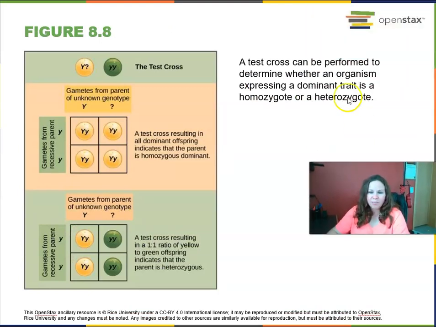So a test cross can be performed to determine whether an organism expressing a dominant trait is homozygous for that trait or heterozygous. So here's a test cross using the green and yellow peas example.